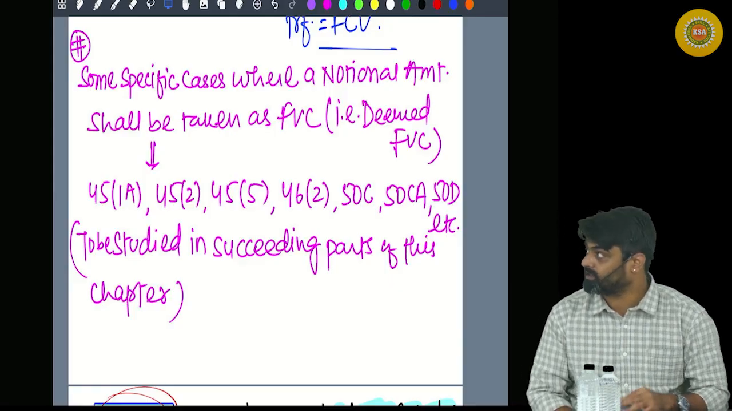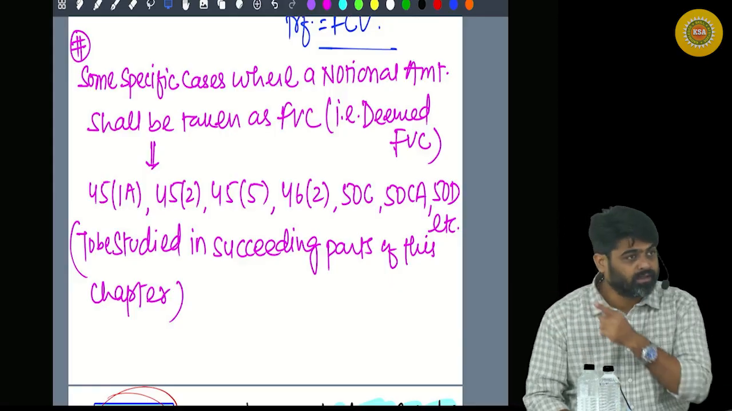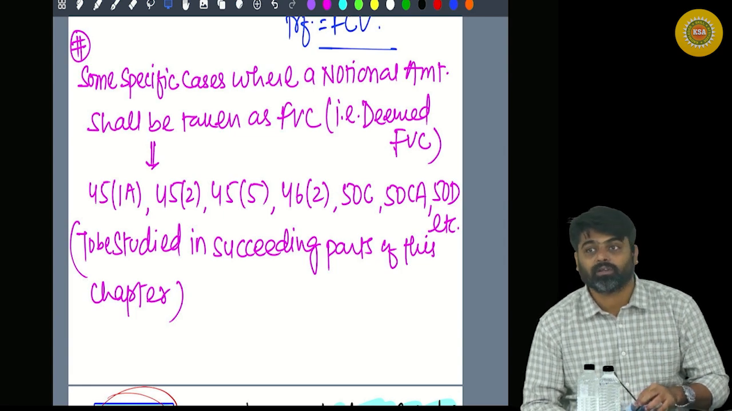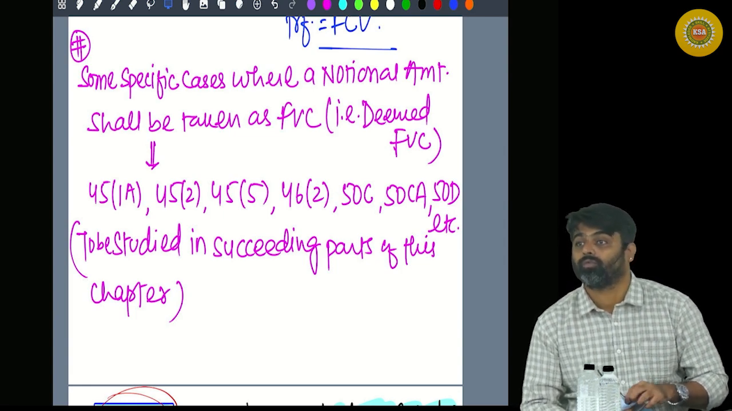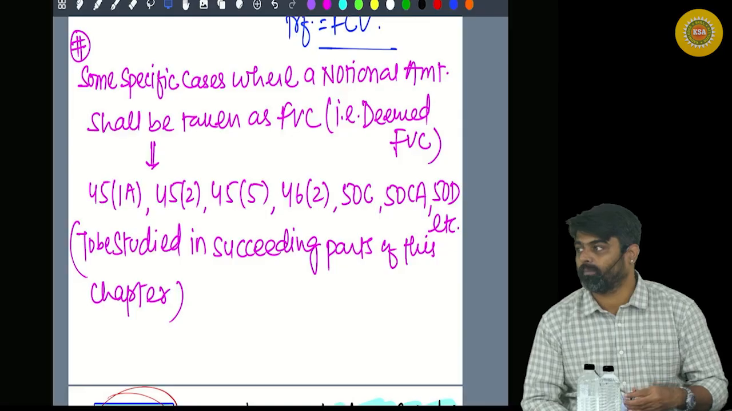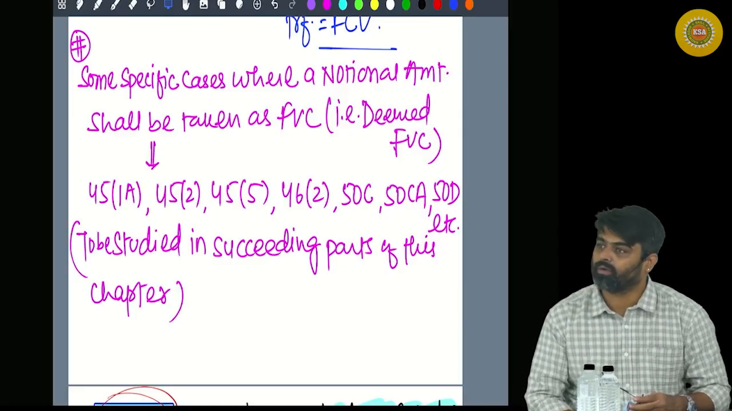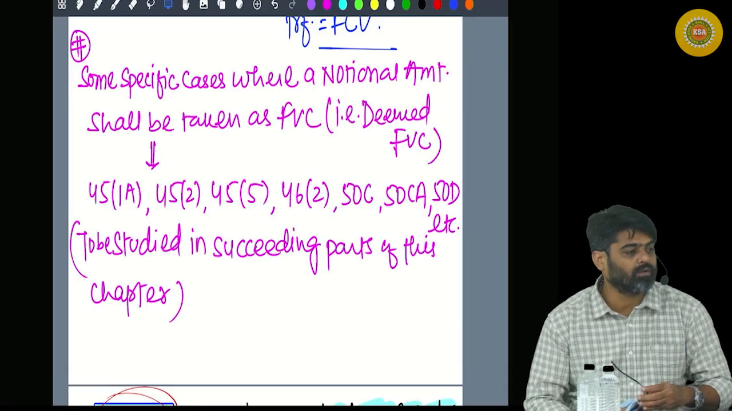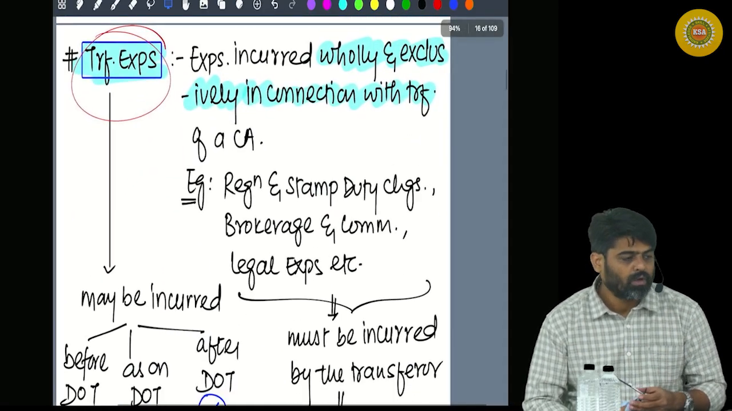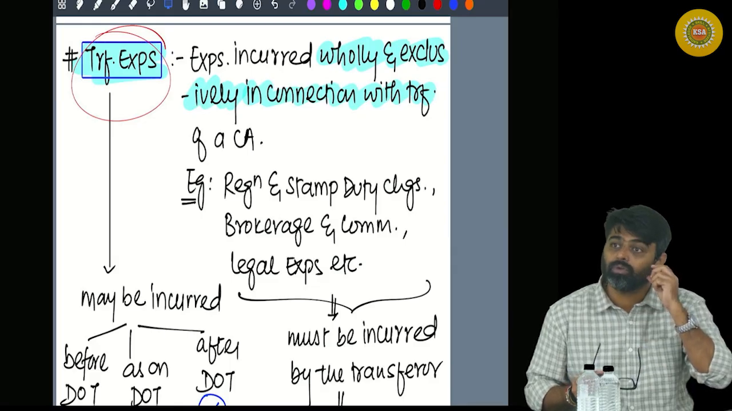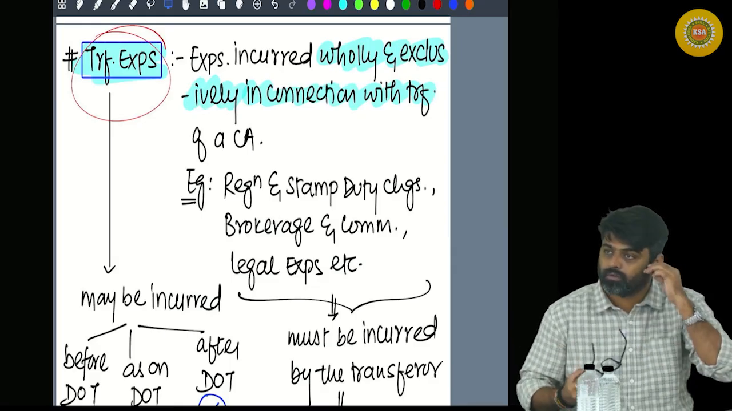A few examples I have given, with section numbers. In these sections, what happens? A notional amount is considered as your full value of consideration to compute your capital gain. Whenever we are going to do this, we are going to discuss about this. Yes or no? Next one. Now, from your full value of consideration, what are you supposed to reduce?